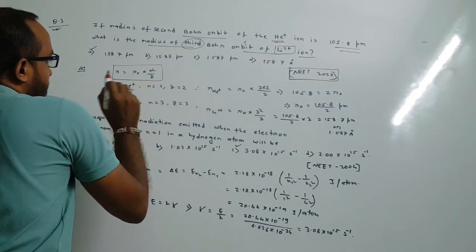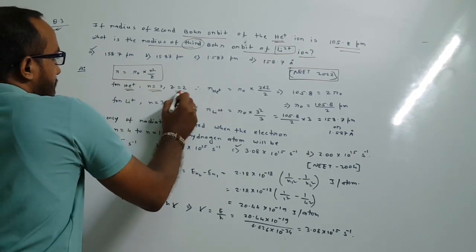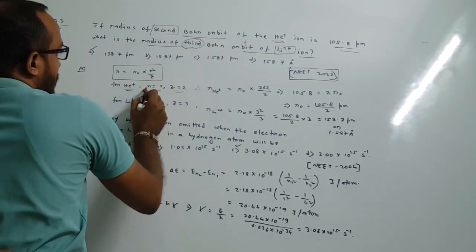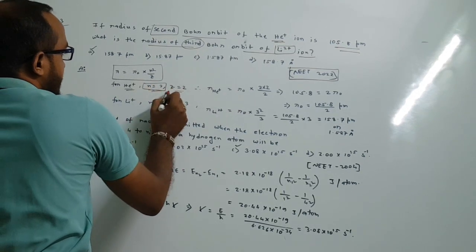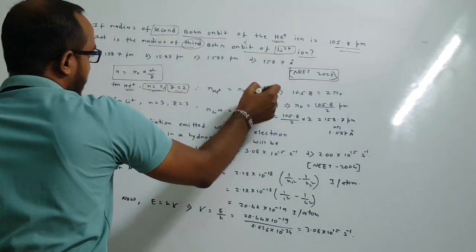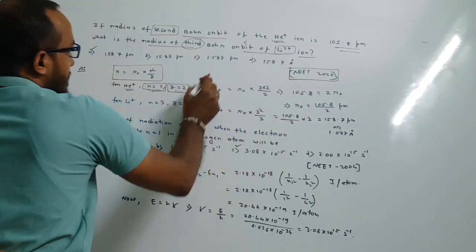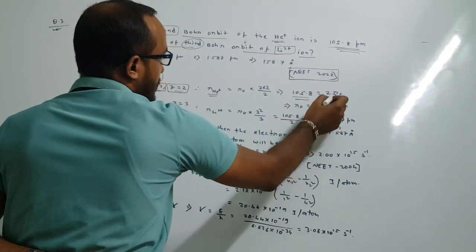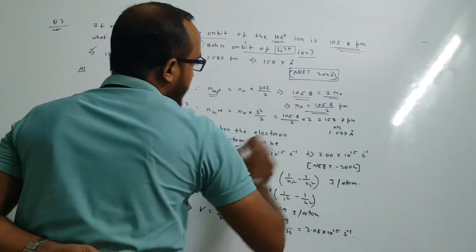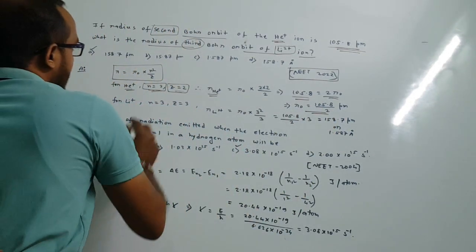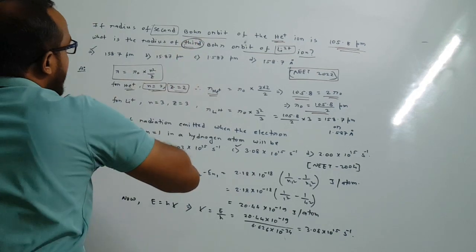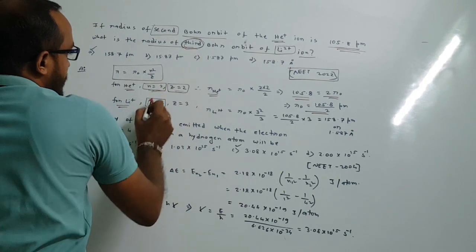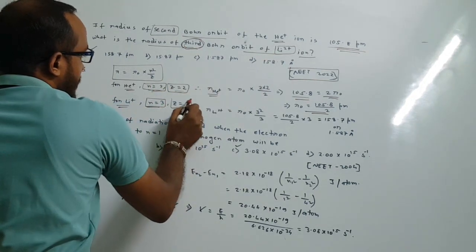For helium plus ion, n is 2 because it is given as the second Bohr orbit, and Z is 2, the proton number. So put the values. The radius for the second Bohr orbit is given as 105.8 picometer, which equals 2 into R naught. So R naught would be 105.8 by 2 picometer, and they need the third Bohr orbit radius. For lithium, third Bohr orbit means n equals 3, and for lithium Z equals 3.